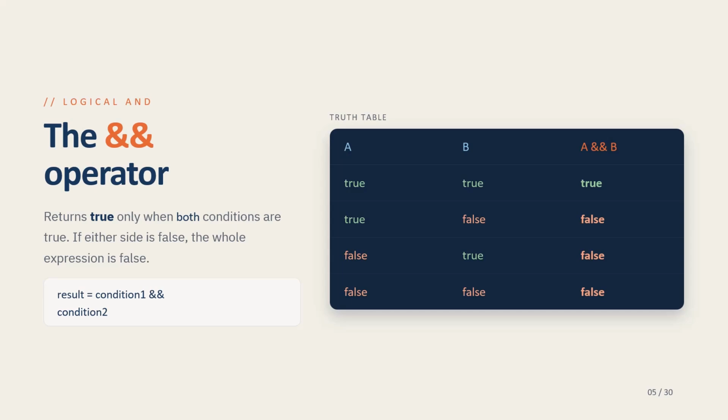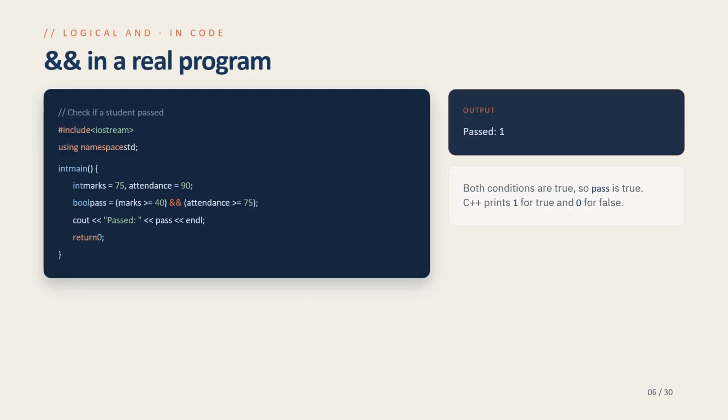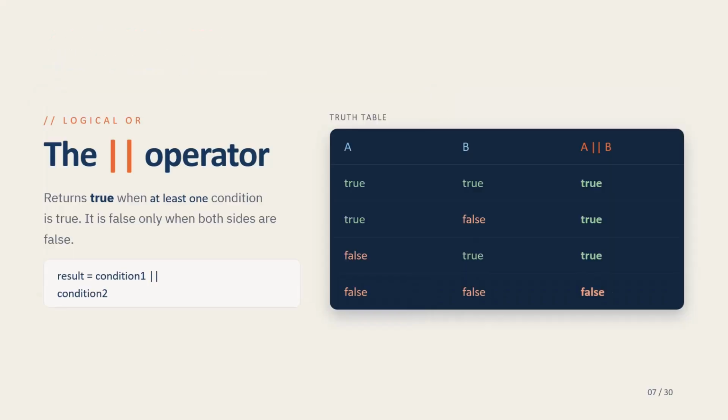Next is logical and. Here this operator returns true only when both conditions are true. If even one condition is false, the entire expression becomes false. In this example, the student passes only if the marks are at least 40 and attendance is at least 75%. Since both conditions are satisfied, the output is true. So C++ displays the value as 1.